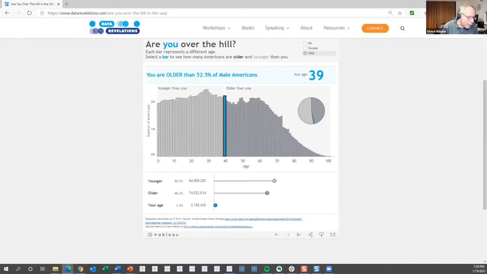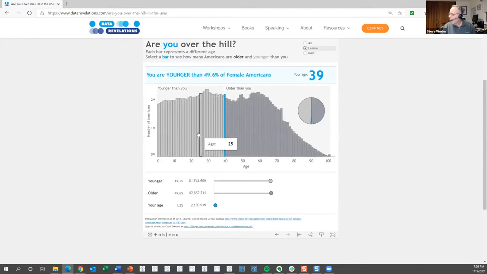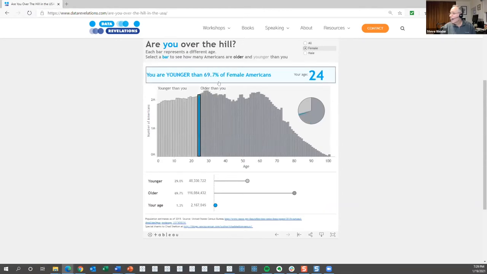Let me go to the woman who is 24 and female, who I will have no sympathy for whatsoever. 24, female, and you are younger than 69.7% of female Americans. Here are the people that are younger, here are all the people that are older, and that little slice there, that's you. I will take one for the team right now.